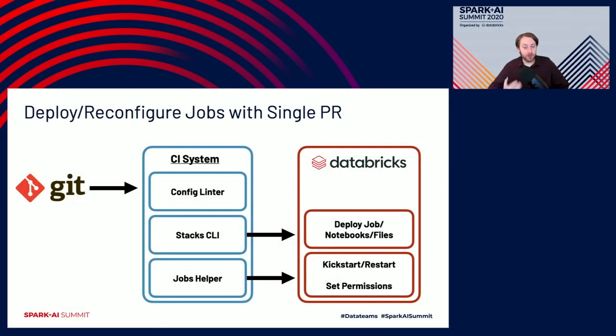So we built a fully featured job CI on top of this Stacks CLI. All of our notebooks, files, and job parameters can now exist in Git, with CI doing the heavy lifting for job deployment. We lint the Stacks config objects and then pass them into the CLI, which creates or overwrites any of the resources as necessary.